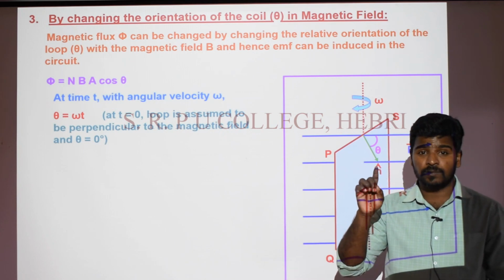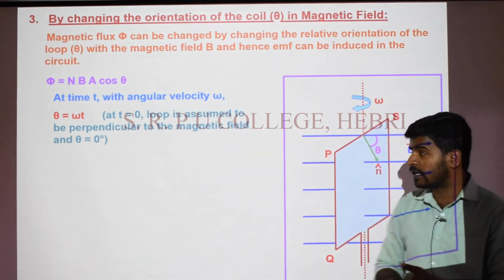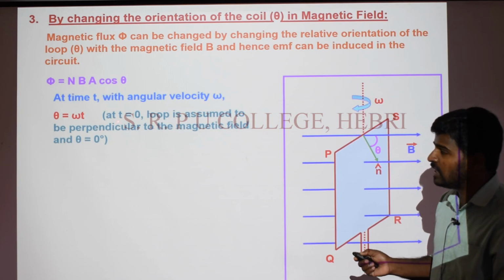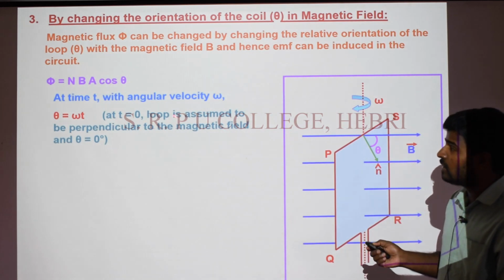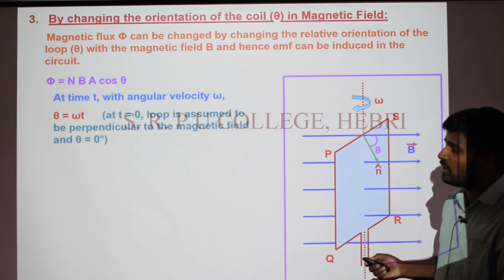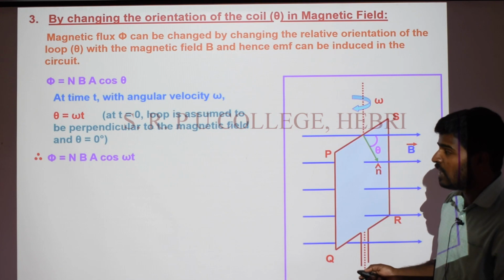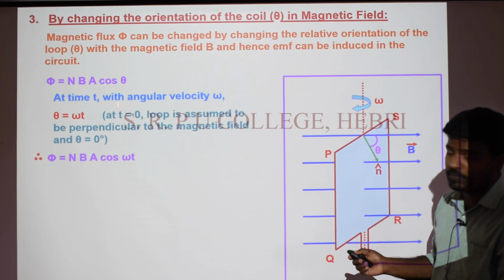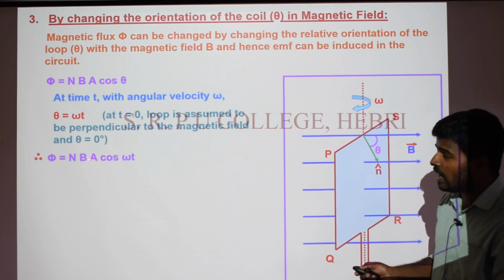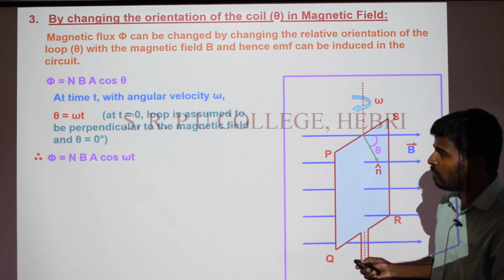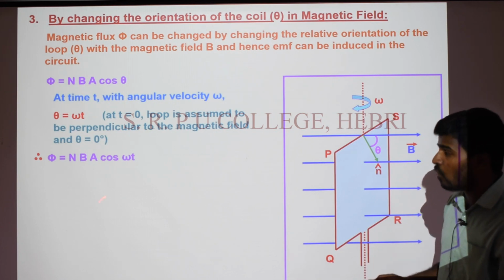The angular displacement produced by the loop in a uniform magnetic field is expressed by theta is equal to omega times t. Here at t is equal to 0 second, the loop is assumed to be perpendicular to the magnetic field. Therefore theta is equal to 0 degree. The condition they have given. Therefore phi is equal to n times BA. In place of theta we put omega t, therefore that is expressed by cos omega t.